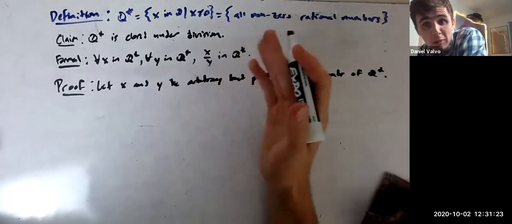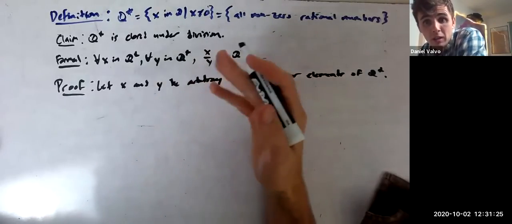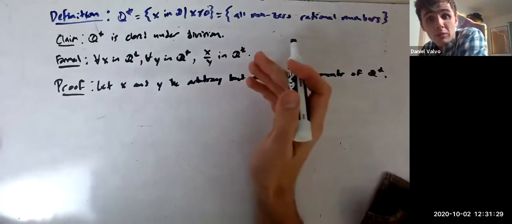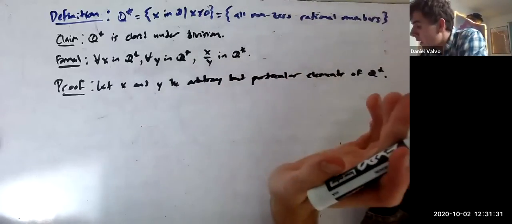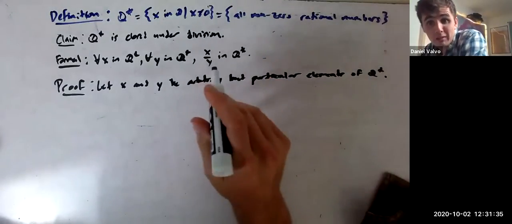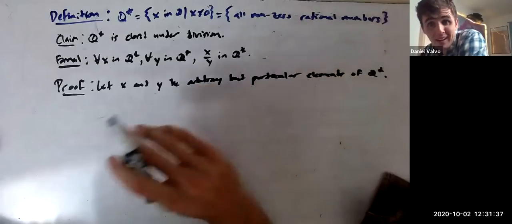Like, you can't assume anything special about them other than the fact that they're in Q star. Anything that we assume about x and y should be true for everything in Q star. That's the only thing we know about them. But particular means that they are an element. Like, we're going to pick one. We don't know what it is, but it's one.